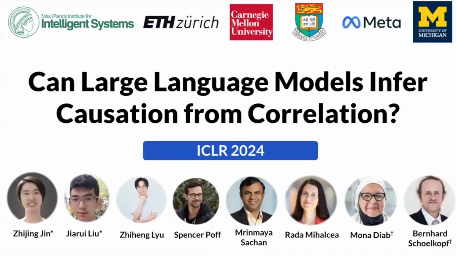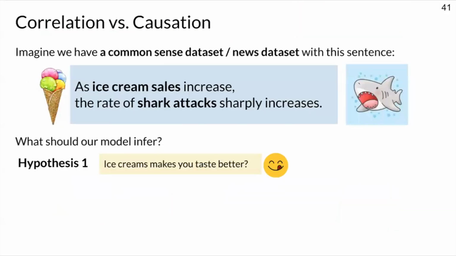So in the first work, can large language models infer causation from correlation, at ICLR 2024? We basically start from the common NLP task where models can read through a lot of common sense information. It can compile news articles. Maybe it can go through a lot of famous people's autobiography. And then just as a test case here, we might see a case such as ice cream sales increase, the rate of shark attacks sharply increases as well.